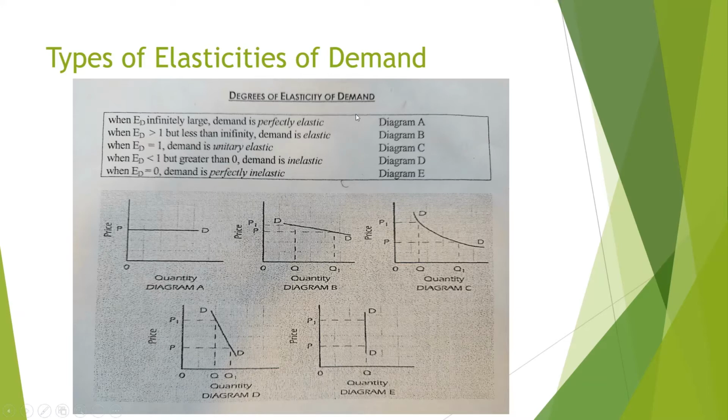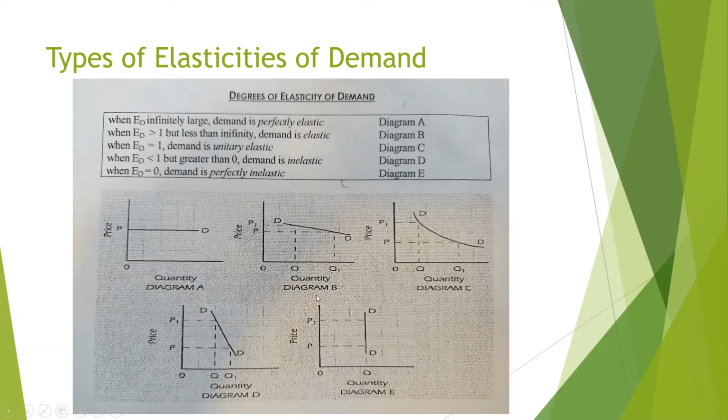I'm going to be explaining the rest of the diagrams now. In diagram A, perfectly elastic means that no matter what the price is, consumers are going to demand infinitely many. This usually doesn't come up, so in my opinion, it's not very important to understand super well, but just know that it exists, and the graph looks like this.